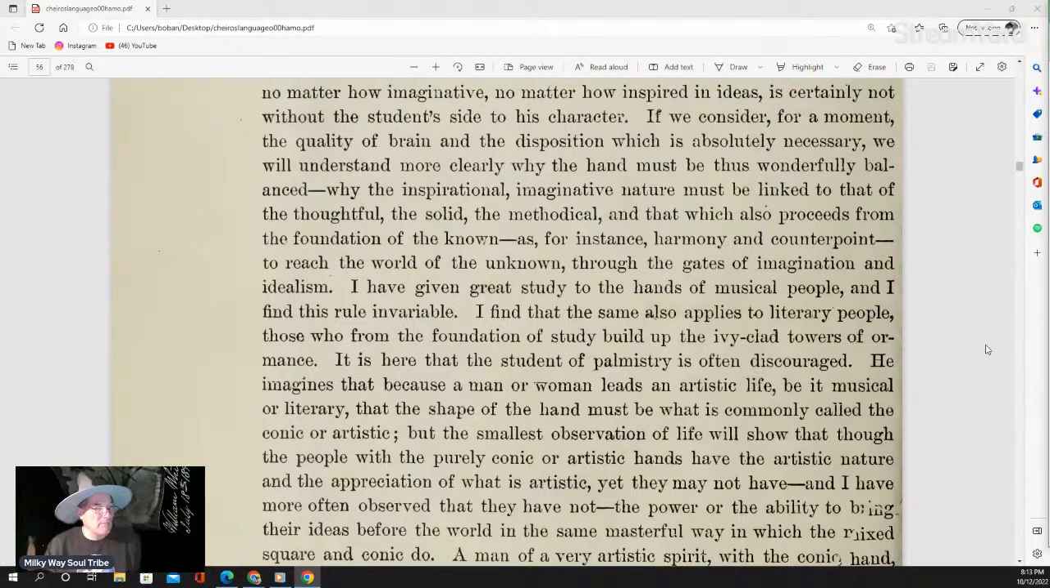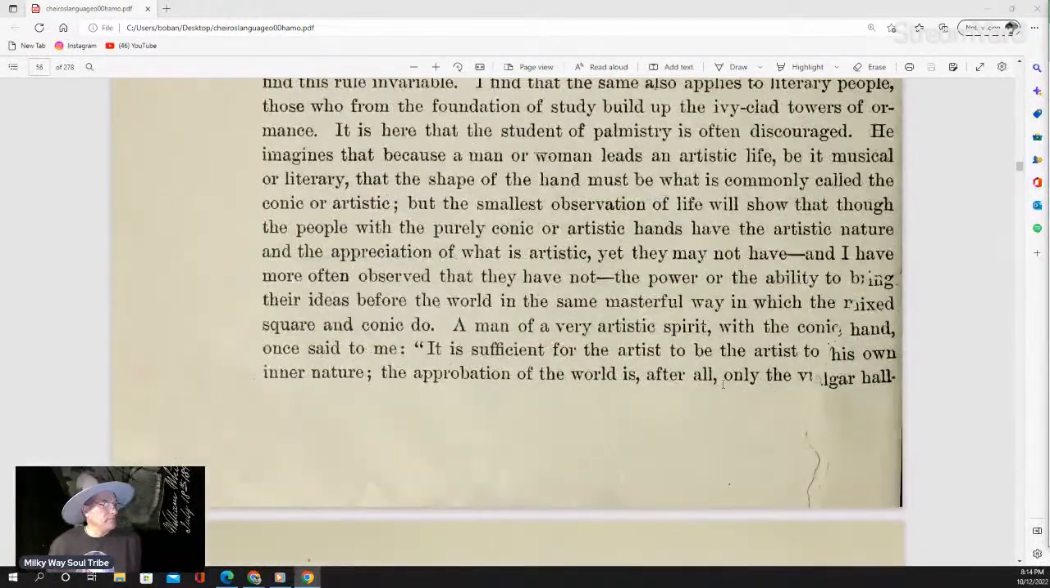But the smallest observation of life will show that though the people with the purely iconic or artistic hand have the artistic nature and appreciation of what is artistic, yet they may not have, and I have most often observed that they have not, the power or the ability to bring their ideas before the world in the same masterful way in which the mixed square and iconic do.